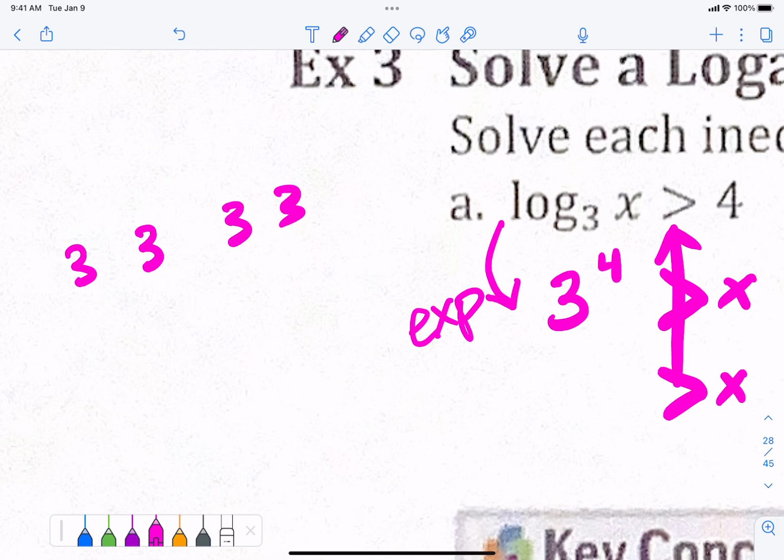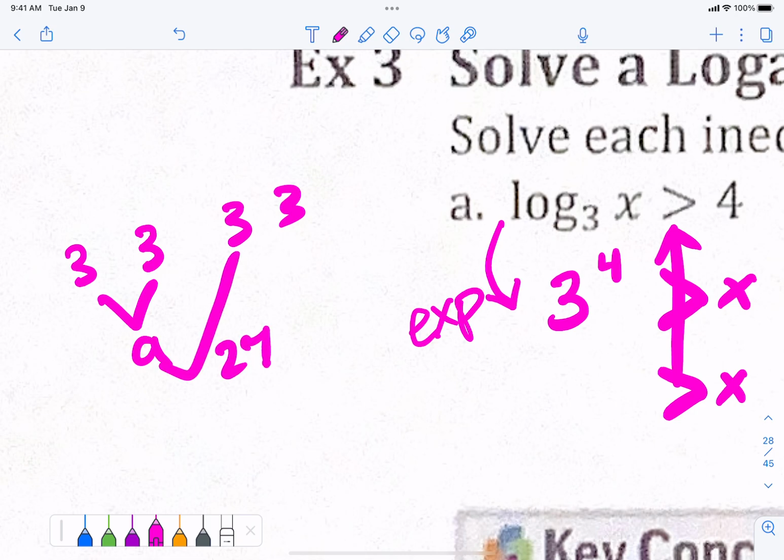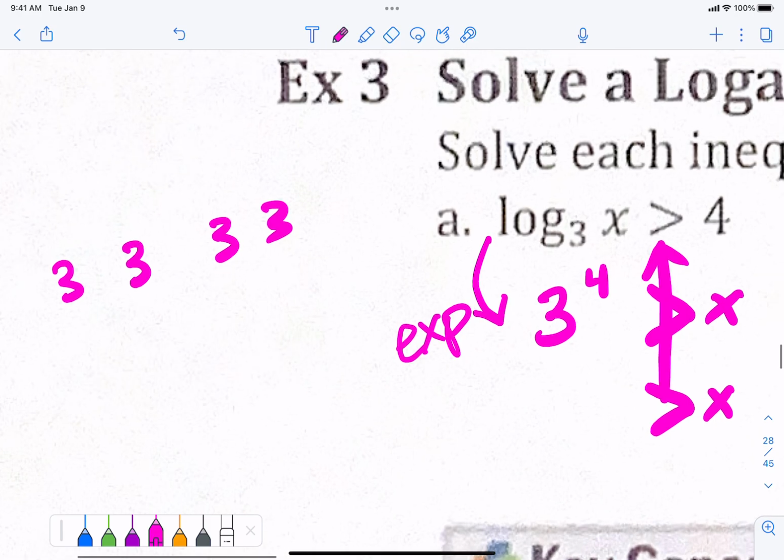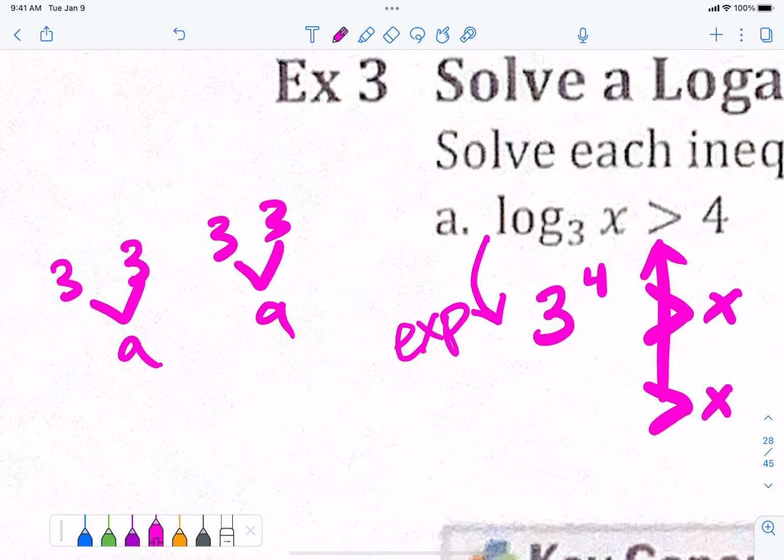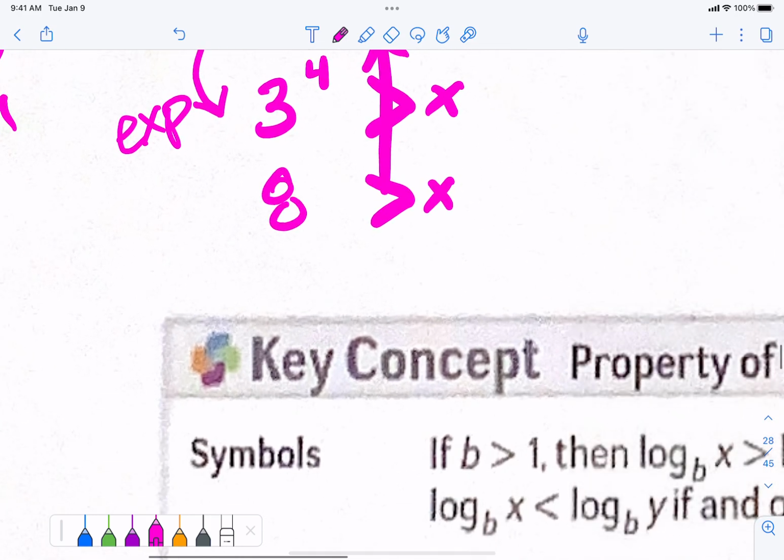Here's how you do it wrong: 3 times 3 is 9, 9 times 3 is 27, and 27 times 3 is, I have no idea. Instead, 3 times 3 is 9, 3 times 3 is 9, and 9 times 9 is 81. That's how you do it the right way. The other way does work, but I get lost. I don't know what 27 times 3 is. I know what 9 times 9 is. So 81.